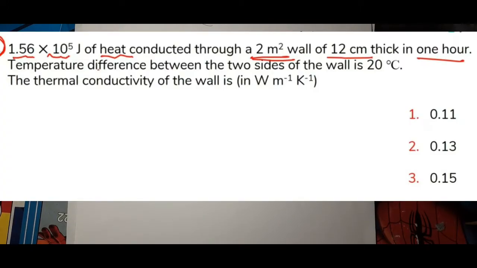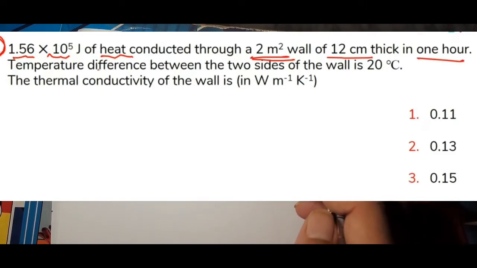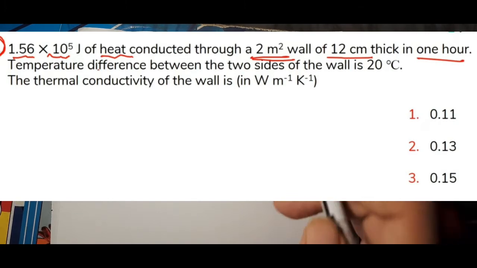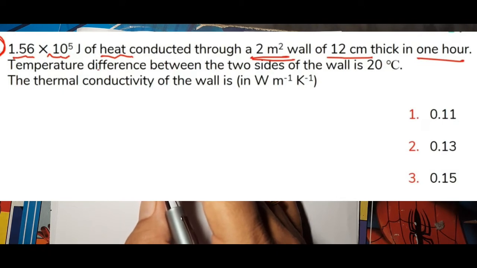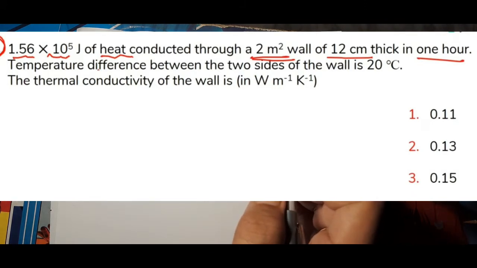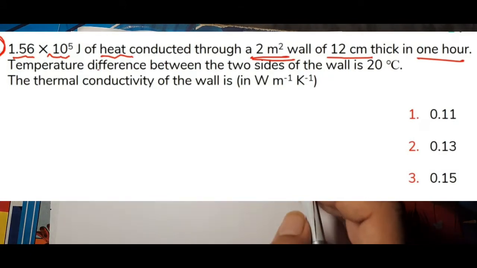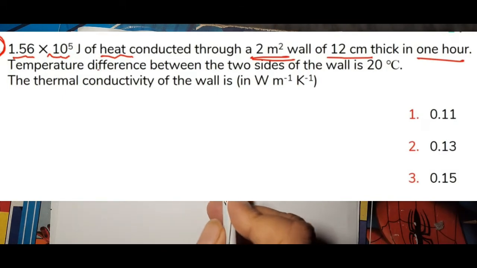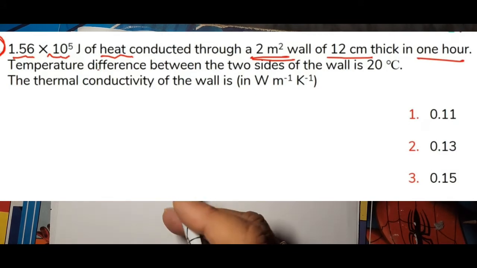Let us solve another problem. This problem is based on the coefficient of thermal conductivity. So, read this problem. 1.56 into 10 to the power of 5 joules of heat is conducted through a 2 meter square wall of 12 centimeter thickness in 1 hour. Temperature difference between the two sides of the wall is 20 degrees centigrade. Find the thermal conductivity of the wall.